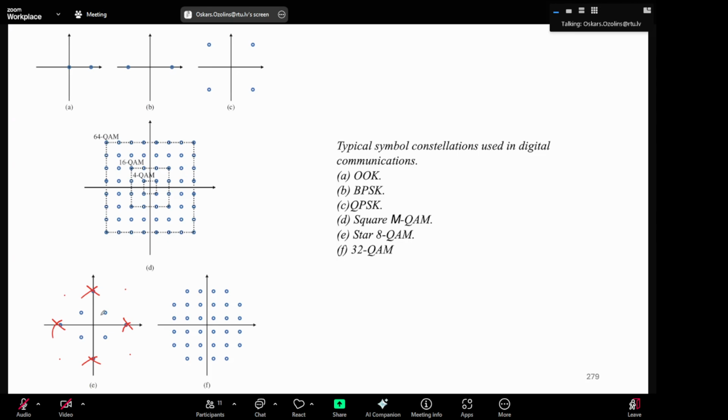Right. And the same thing applies here. You can also have these points, you could have them here. So instead of blue, you could have this red constellation, and it still would be the same. I mean, the difference here is that I have rotated this constellation by 45 degrees. That's it. Right.